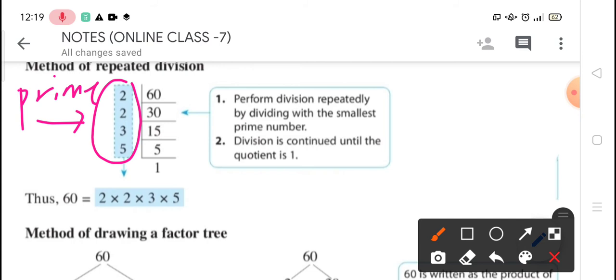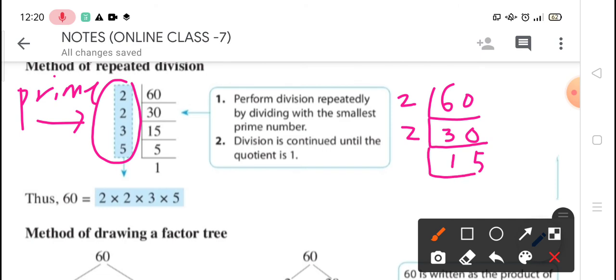Okay, so firstly, 60 divided by a prime number. We always start from the smallest prime number, which is 2. After we divide by 2, 60 divided by 2 is 30, 30 divided by 2 is 15. Continue with 2 also. If 2 cannot, then only we continue with the next prime number, which is 3.